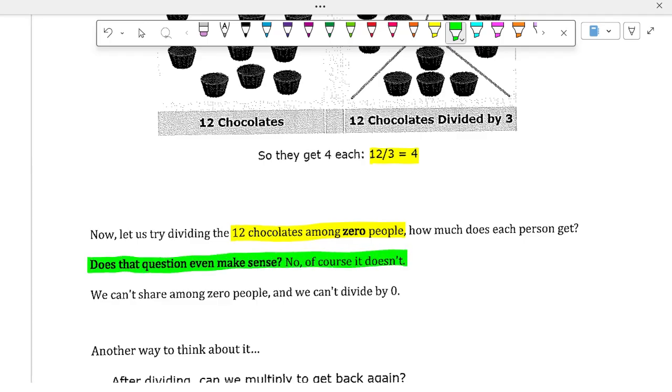Now, the reason it doesn't is because, does this make sense? Nope. What happens if you divide by 0? No. Nope. So in your calculator right now, do 12 divided by 0, see what you get. Oh yeah, so you can't divide by 0. You can't divide by 0. This is what we call undefined.